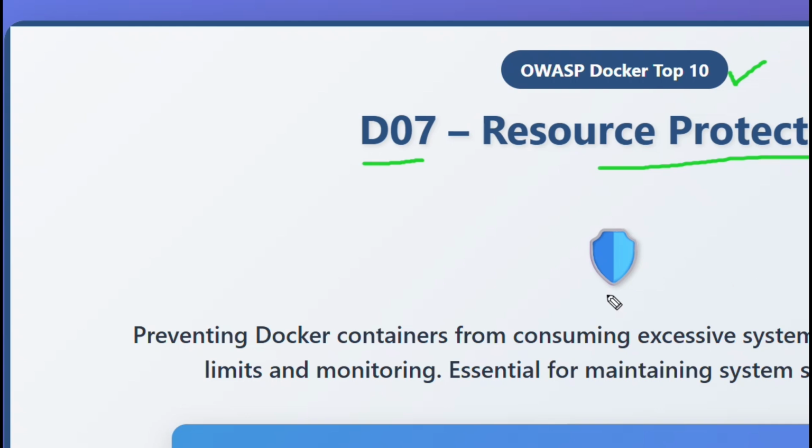Okay, so here, preventing Docker containers from consuming excessive system resources through proper limits and monitoring is very much essential for maintaining system stability and security. Basically, we need to learn how to set up CPU, memory, disk, and network boundaries. By implementing this, we can protect your Docker and entire infrastructure as well as the host system. That is the main point of resource protection.